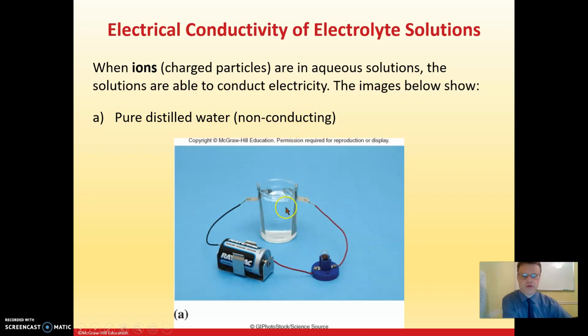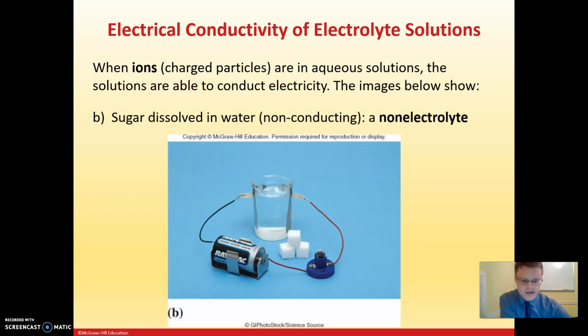All right, so let's look at 3 different examples of liquids and whether or not they're conducting. So if we take pure distilled water, it's non-conducting. And this is supposed to show that. What we've got here is a battery, which is a source of electricity, and a light bulb. When we're trying to run that electricity through water that's pure and distilled, with no ions in it, the light bulb does not light up. So that means it's not conducting electricity.